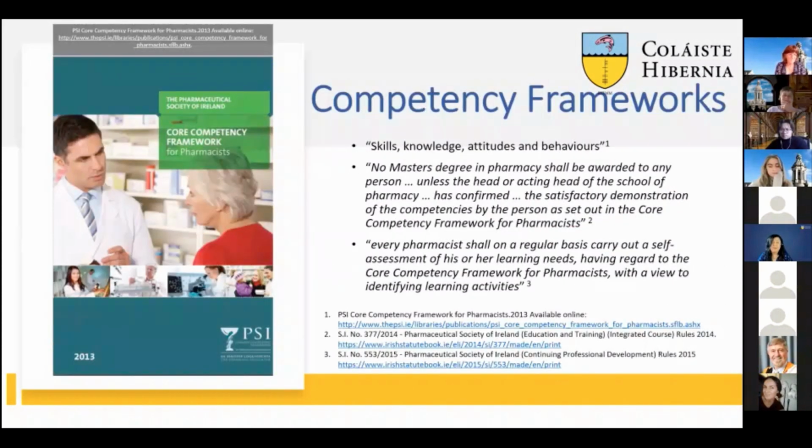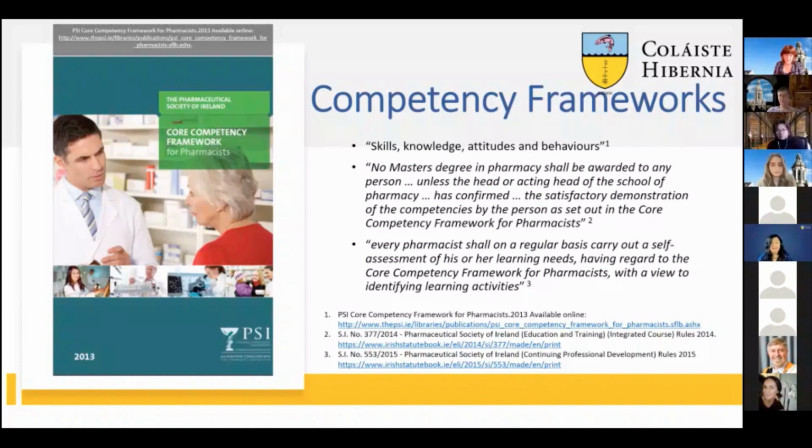And in many professions and organisations, competency frameworks set out the knowledge, skills and behaviours that practitioners or professionals require to undertake their role or profession. An assessment of these competencies is often a regulatory requirement for professional programmes of education. So again, looking at the education of pharmacists, the legislation actually sets out that no master's degree in pharmacy shall be awarded to any person unless the head or acting head of the School of Pharmacy has confirmed the satisfactory demonstration of the competencies by the person as set out in the core competency framework for pharmacists.